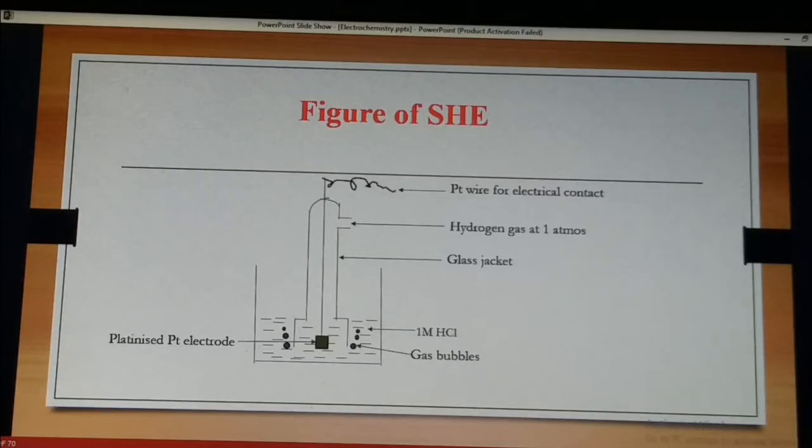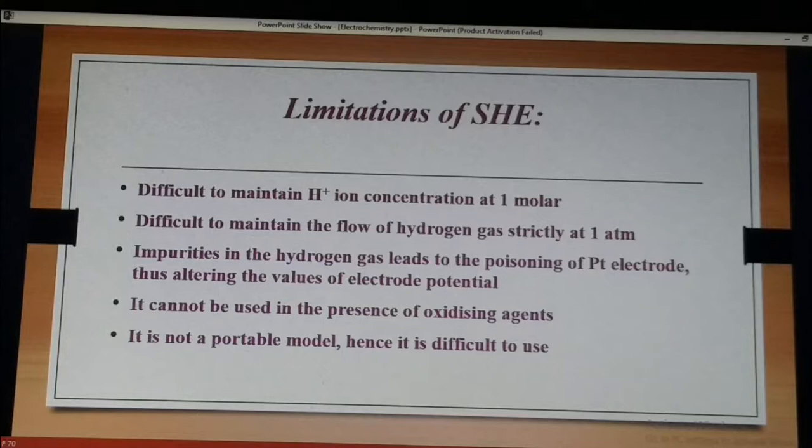SHE is constructed. But there are certain limitations. It looks like a very simple construction, but actually it is not. It is very difficult to maintain the hydrogen ion concentration at 1 molar. Also, it is very difficult to maintain the flow of hydrogen gas strictly at 1 atmosphere. The impurities in the hydrogen gas may lead to the poisoning of the platinum electrode, which in turn can alter the value of the electrode potential of the hydrogen electrode.